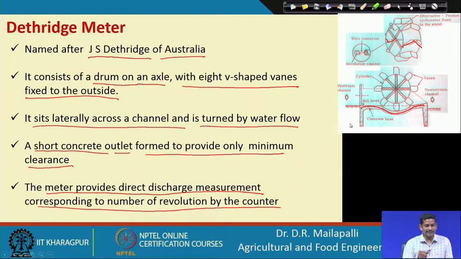As I said, the Deflection meter rotates based on the flow, and the number of rotations will be accounted. The number of rotations will correspond to the discharge of the particular open channel flow.